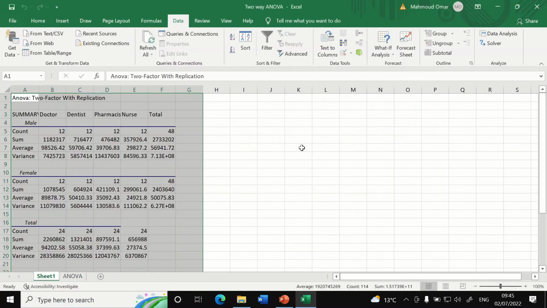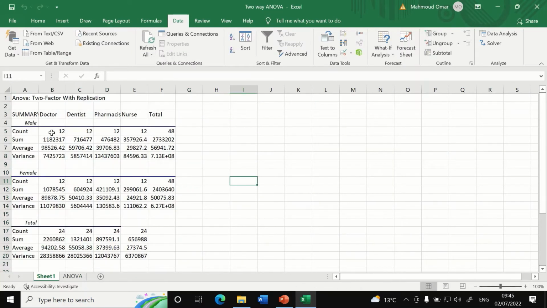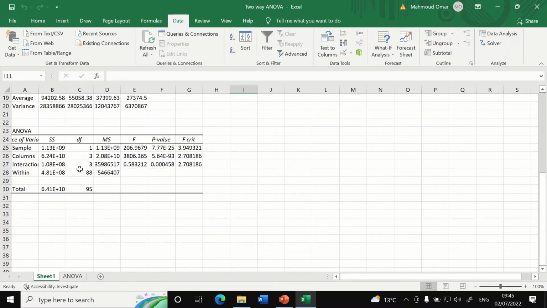If you click on OK, a few tables are generated, one for the male, a second for the female, that both show the average for the salary earned by doctor, dentist, pharmacist, and nurses. The most important table or part is the ANOVA table, which will answer the three hypotheses.